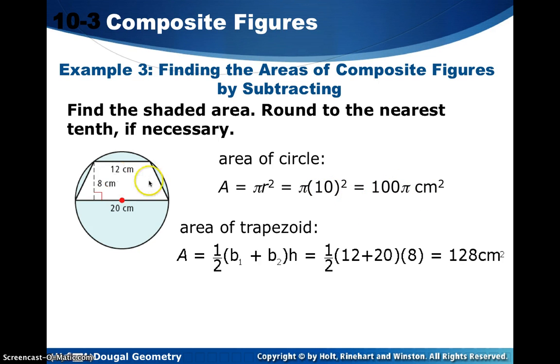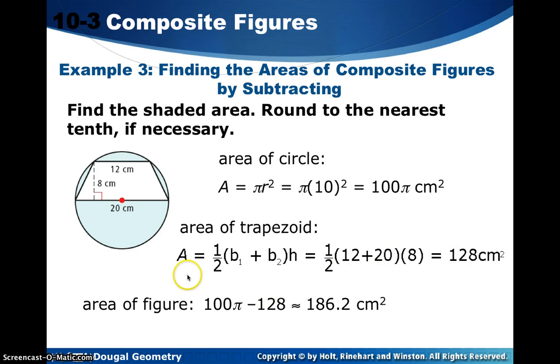And then for the area of the trapezoid, did you remember the formula for the area of a trapezoid? 1/2 times base 1 plus base 2 times the height. So we're going to go ahead and use that. My bases are 20 and 12, the two parallel sides of the trapezoid, and then the height between them is 8. So go ahead and plug those into the area of the trapezoid formula. We get 128 for the area of that.